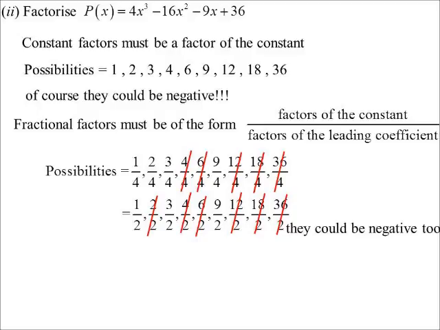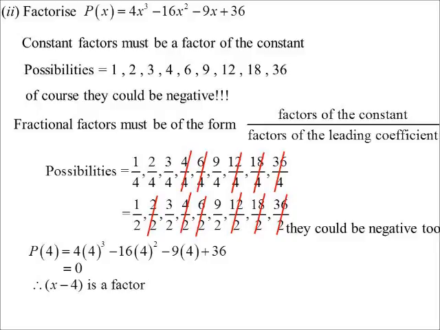So which one would you try first? 4. Of course you would. Now, let's try 4. Oh, that works. Outstanding. All right, so I know x minus 4 is a factor. Let's continue the factorisation. Leading term times leading term must give me leading term. So x times something gives me 4x cubed. That's got to be 4x squared.